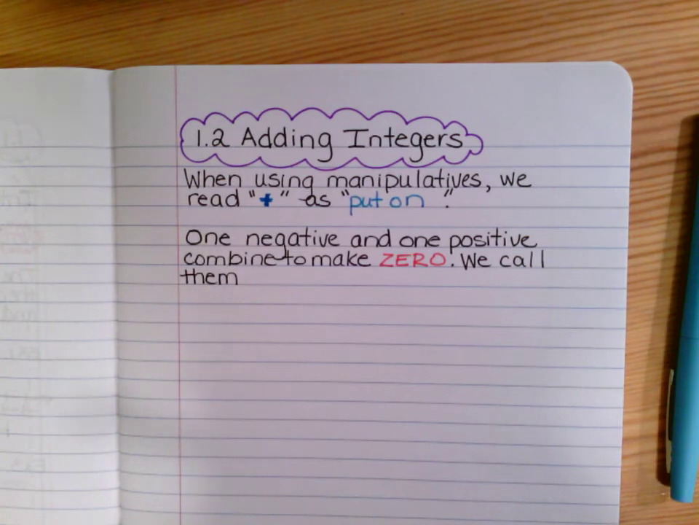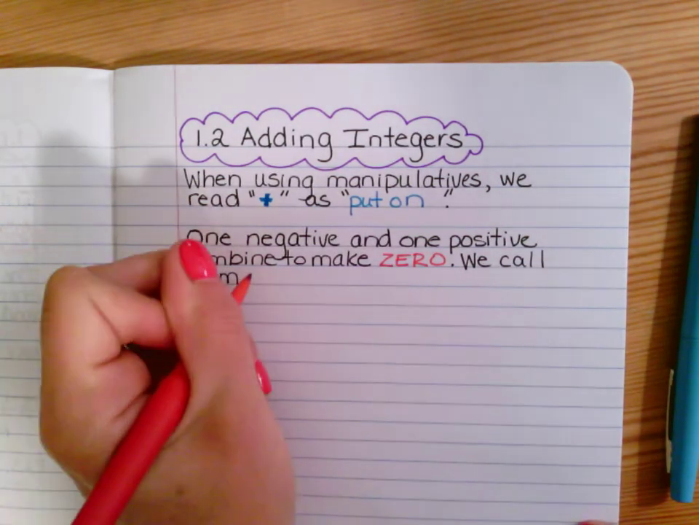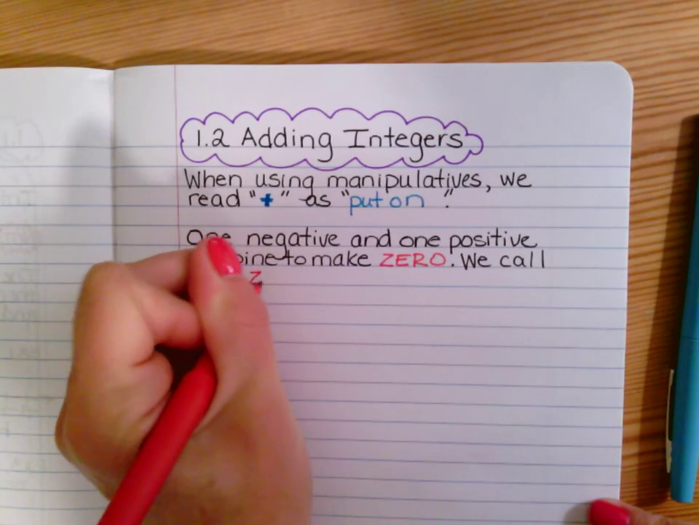When we put together a positive one and a negative one, that would combine to give you nothing. Just like if you owed me $1 and I have to give you $1, those would cancel each other out. That would be 0. The same way, a positive one and a negative one cancel each other out. And we call a positive one and a negative one a zero pair.